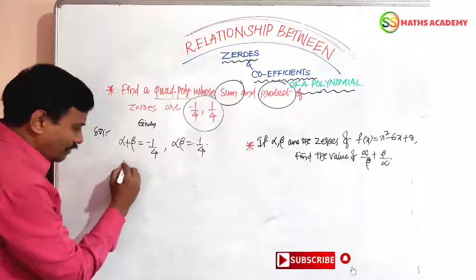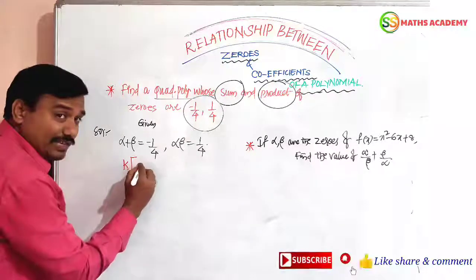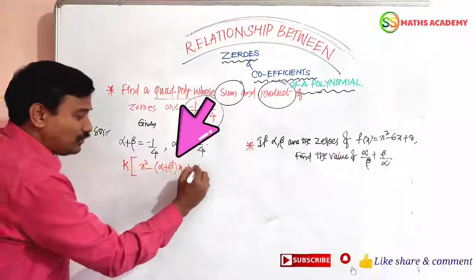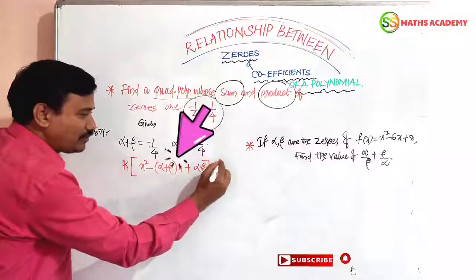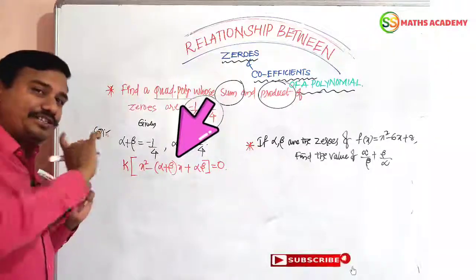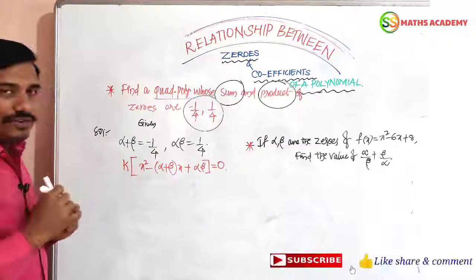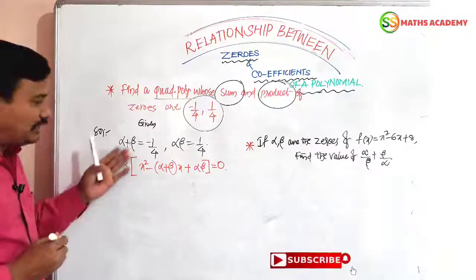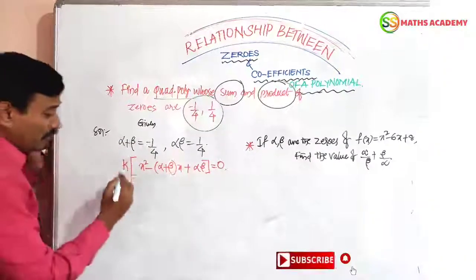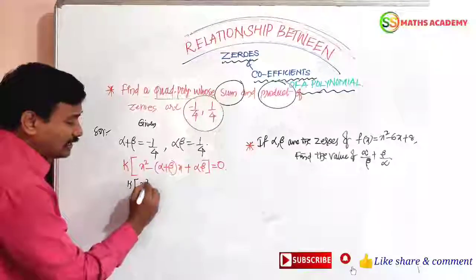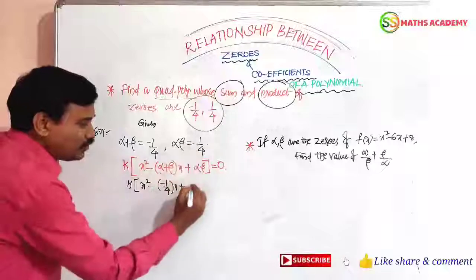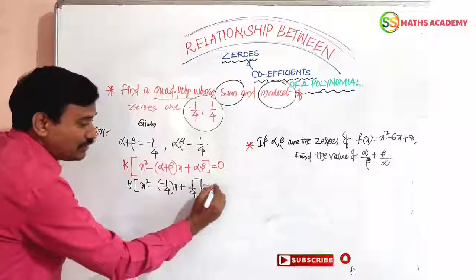The formula is k of x square minus (alpha plus beta) x plus alpha beta equals 0. It is clear. This formula I derived in a previous video. How to derive it, you know very well. Now I should substitute the values. He already gave all the things for you. Just substitution remains. What is the substitution, dear students? Here alpha plus beta is nothing but minus 1 by 4, and alpha into beta is nothing but 1 by 4, equals 0.